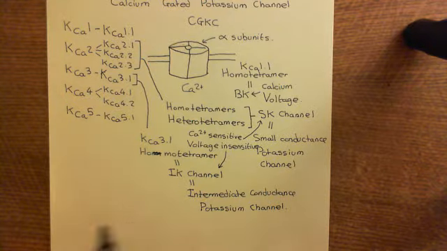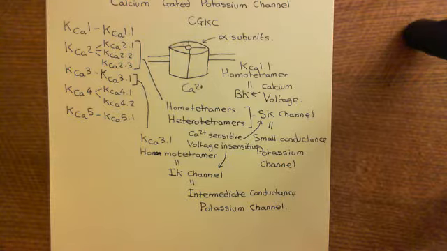Obviously there's also differences in the conductance, which is reflected within the name. Big conductance potassium channels, when they're open, the amount of potassium that will move through them in a certain amount of time is much bigger, so their ability to conduct potassium is much higher, whereas small conductance potassium channels, when they're open, conduct a very small amount of potassium, and IK channels are somewhere in the middle.